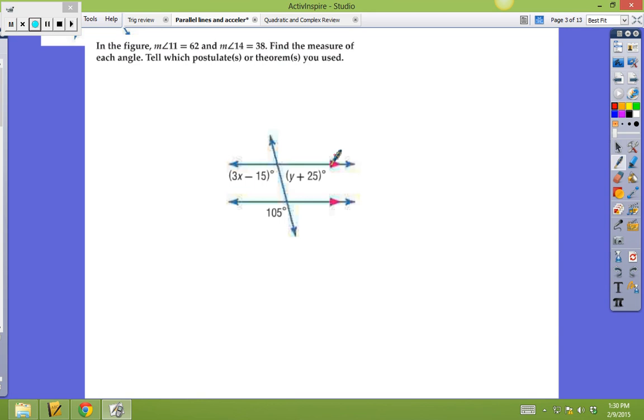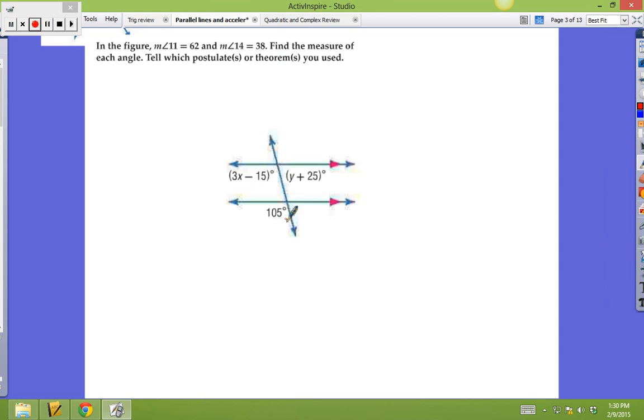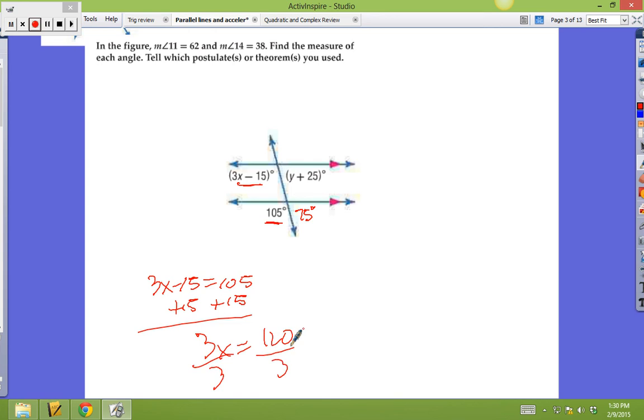Okay, now these lines are parallel. So if they're parallel and you're given 105, all the angles are going to be 105 or they're going to be 75. So this angle right here corresponds with 105, so I know 3x minus 15 is equal to 105. So the algebra: 3x minus 15 is equal to 105. So plus 15, plus 15. So 3x is equal to 120. Divide by 3, divide by 3. So x is gotta be 40.